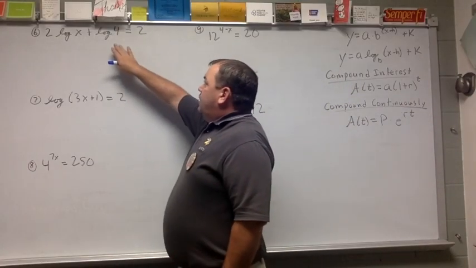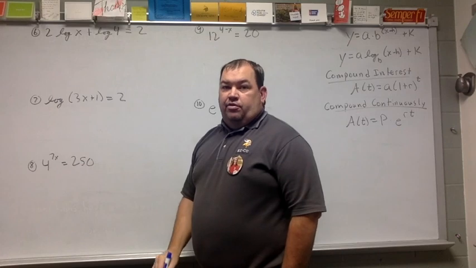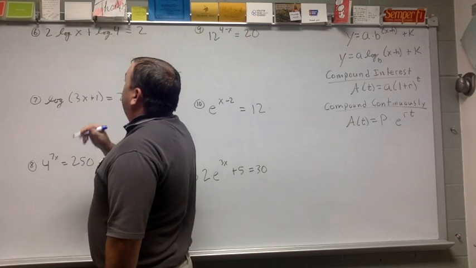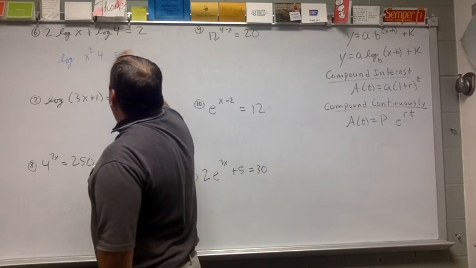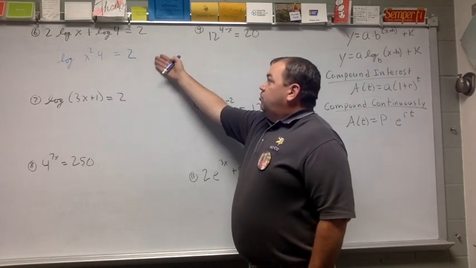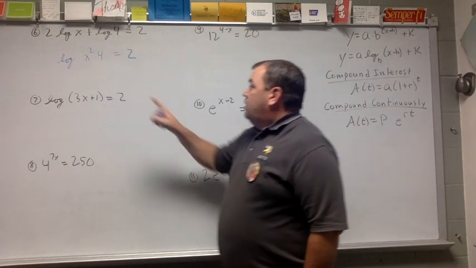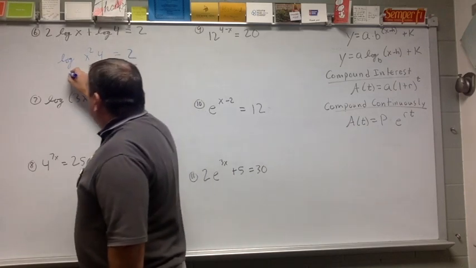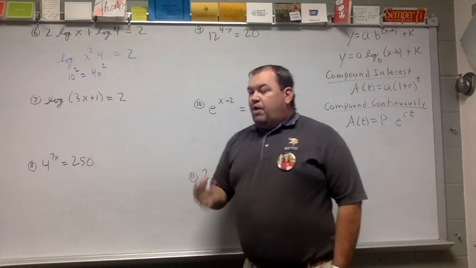Continuing with the solving, now I have a similar situation where I have two common logs that are being added together. I'm going to put those together, but first I'm going to put this 2 up as a power. So I'm going to have x squared times 4. And now they want me to solve. If I don't know what to do with this logarithm, I'm going to try writing it in exponential form. I know this has a base of 10, has a power of 2, so this is 10 squared equals 4x squared.